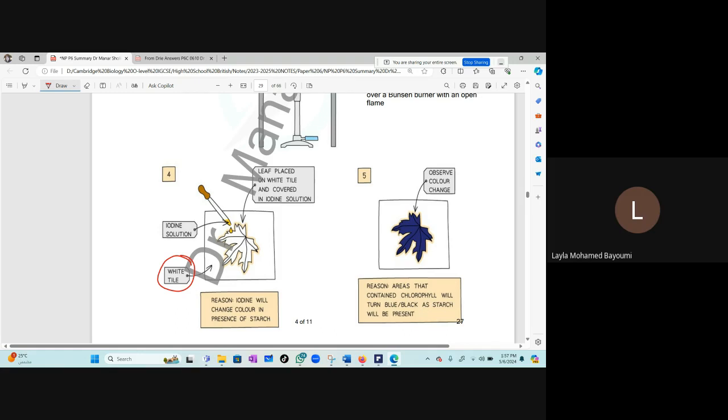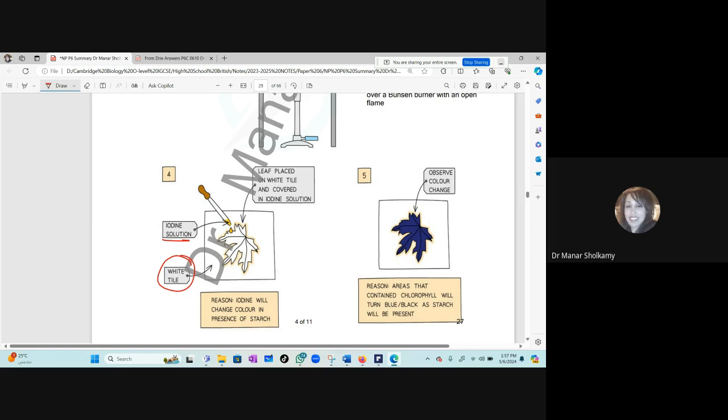To observe the color change easily. Very good. And then finally, I will add my iodine and I will notice the color change. If the color changes to blue-black, then this leaf did photosynthesize during my experiment. If the iodine did not change to blue-black, then my leaf was unsuccessful in photosynthesizing during my experiment.